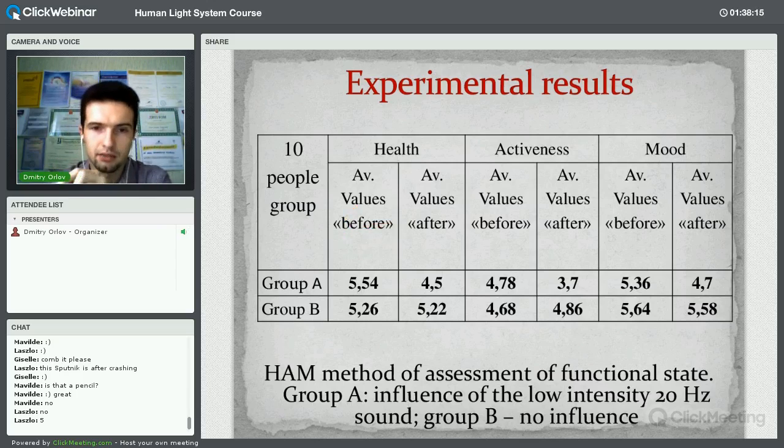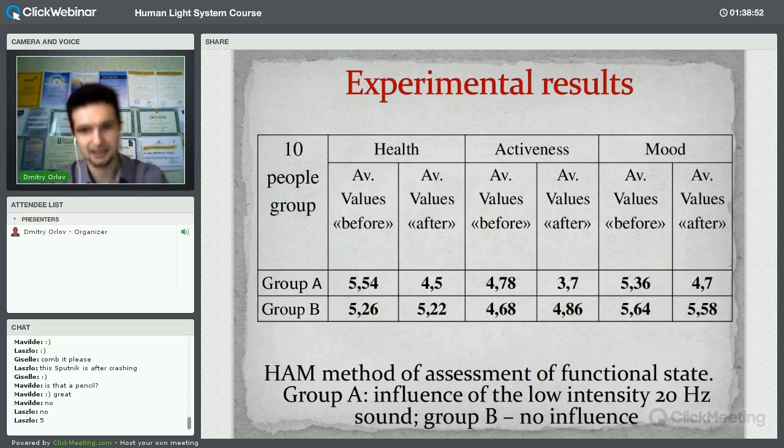But we asked them to fill in psychological tests before and after, to make a self-assessment. They were average values of different questions related to health, activity, activeness, and mood. So it was 5.5 before, 4.5 after; 4.8 almost before, and 3.7 after; 5.4 before and 4.7 after.